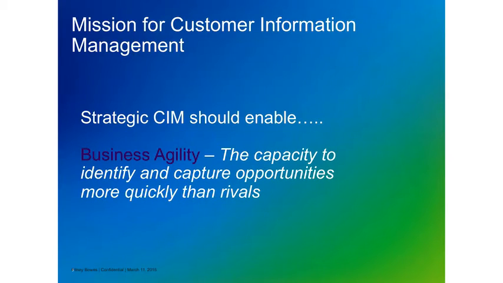So to kick it off here, the mission that we see for customer information management out there in the enterprise and most of the customers that we work with today is really about having strategic CIM enable agility in the business. And what that's all about is to be competitive, to differentiate out there in the marketplace today. A large part of what that's about is really having the capacity to identify and capture opportunities quicker than your rivals. And we'll see, a lot of the traditional solutions to managing customer information, as I mentioned before, really struggle with that aspect of agility.